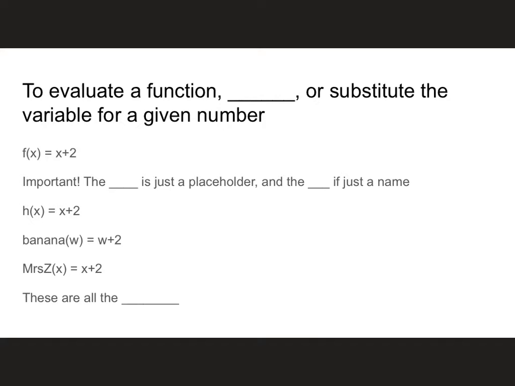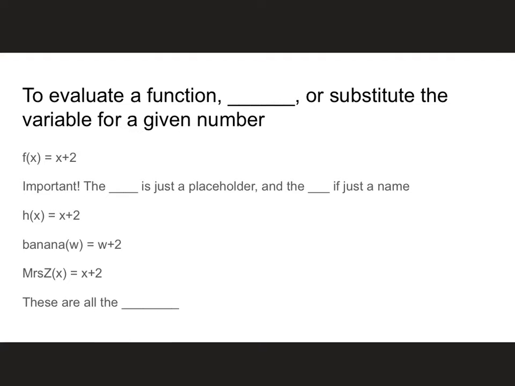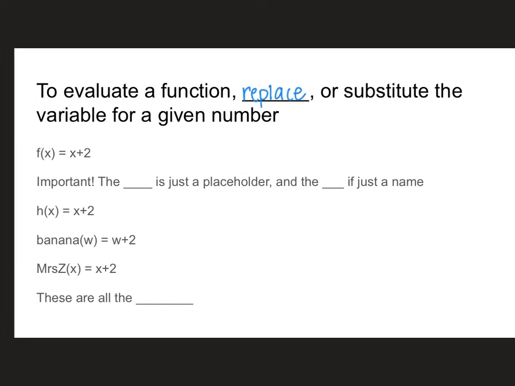Okay. So to evaluate a function, you're going to replace or substitute the variable with a given number. This is how we read a function. If you look here, it's with the f and then parentheses x. We read that f of x, and then this equals x plus 2.